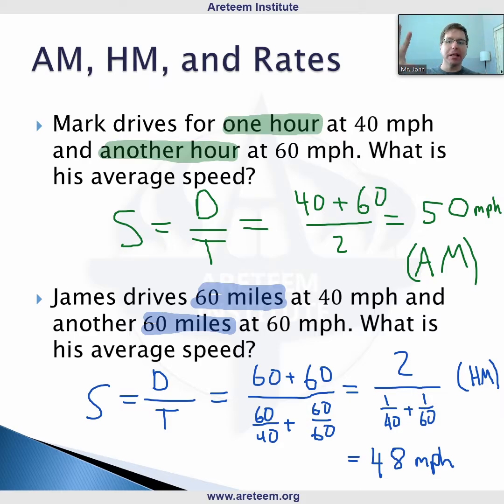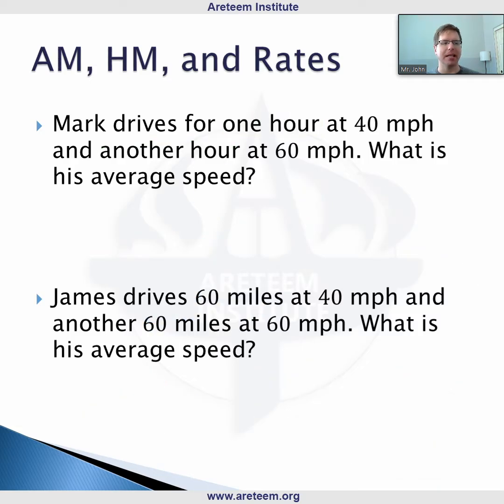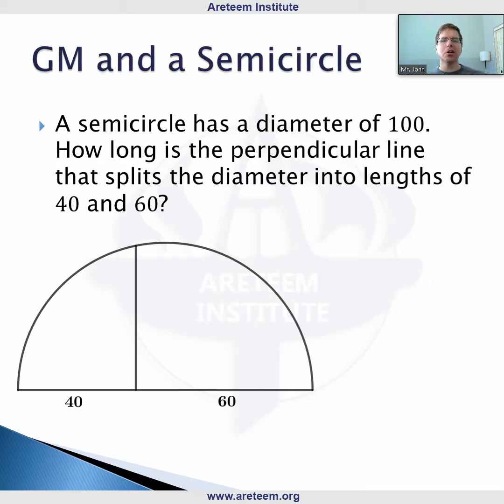So arithmetic mean and harmonic mean play well together with rates. Geometric mean not as much, but let's look at a different example that involves the geometric mean, and then we'll relate it to the harmonic mean and arithmetic mean to end as well. So let's look here at a geometric example. Again, let's look at our 40 and 60.